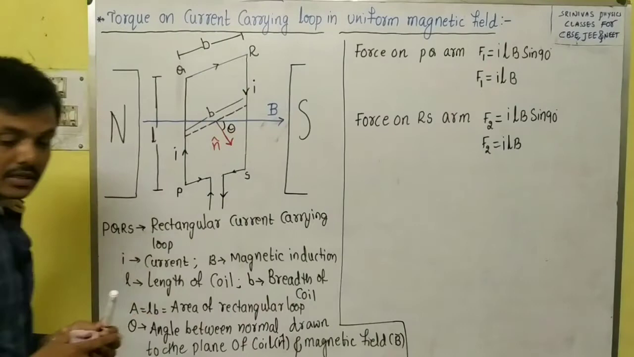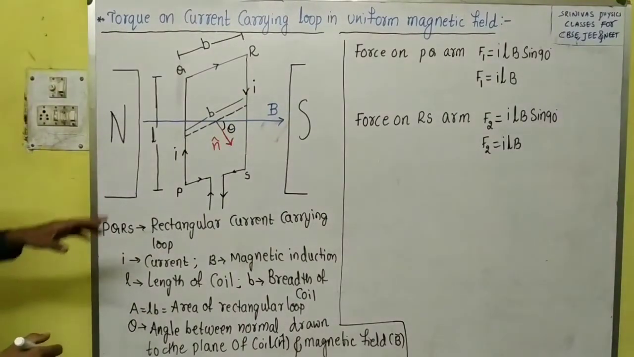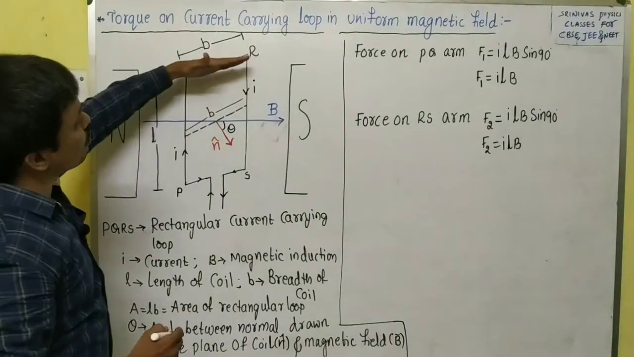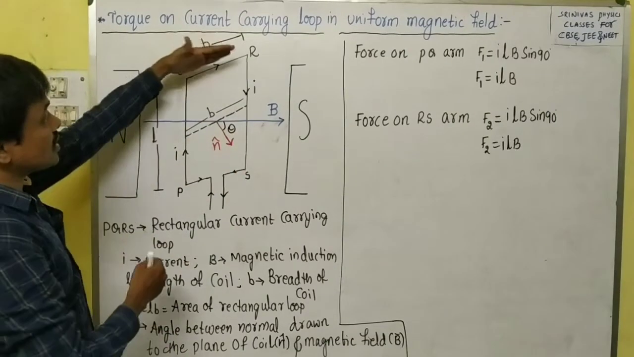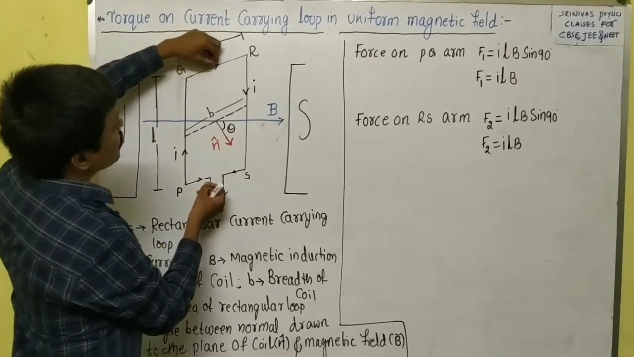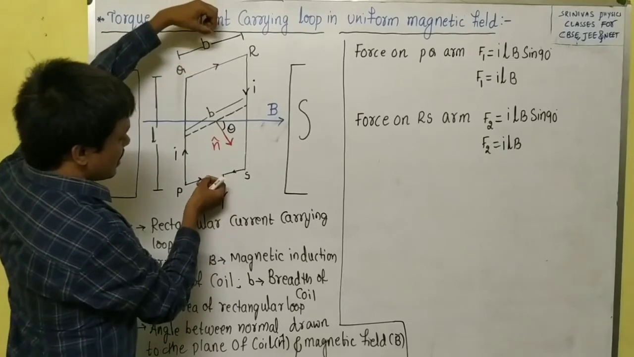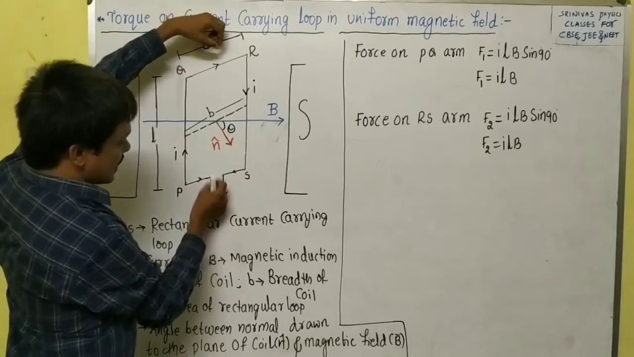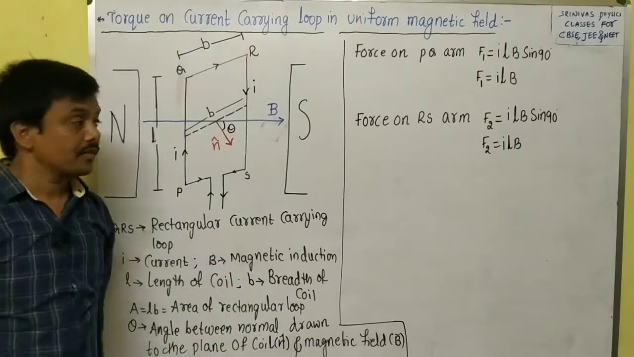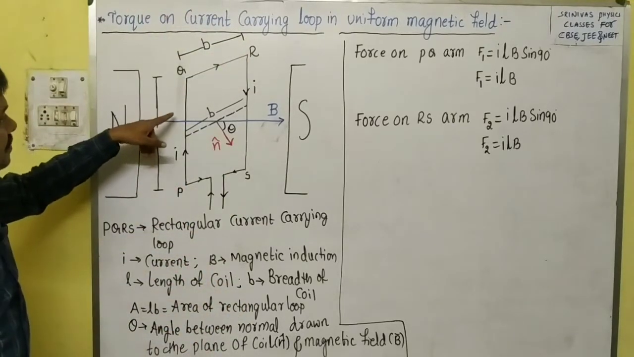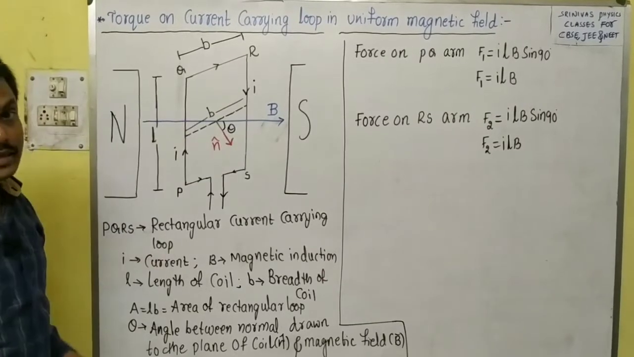Directions of these two forces, and not only these two sides, two more sides are there, that is QR and PS. On those also forces will act, but on QR exactly upward force will act, on PS exactly downward force. These two forces are equal and opposite, they will cancel each other. And here, look, what about the force on this RS side?